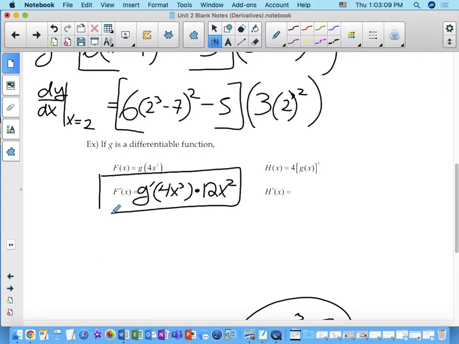So here, h prime of x is going to be 3 times 4 is 12 times g of x squared times the derivative of the inner function, which is just g prime of x. So these types of questions, you have to have a really good understanding of the chain rule to solve them.